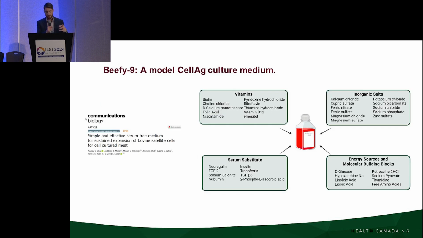So what we did is we took a model cellular agriculture culture medium, which was based on a culture medium called Beefy9, which Dave is very familiar with. As you can see, well, maybe you can't see, but he's the lead author, or the corresponding author, on this paper where they defined this medium. And so Beefy9 is a mixture of Ham's F12 and DMEM, two commercially available basal media, plus some factors that are required to replace FBS.